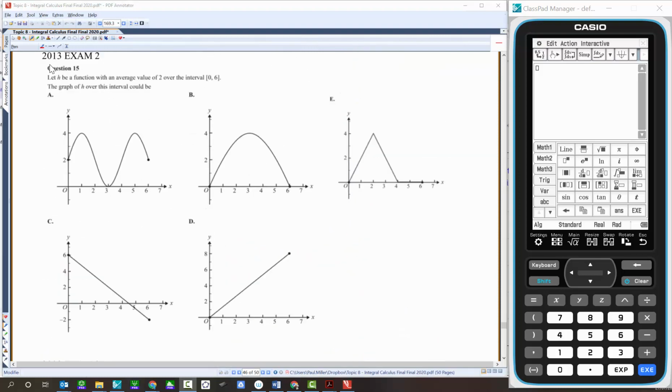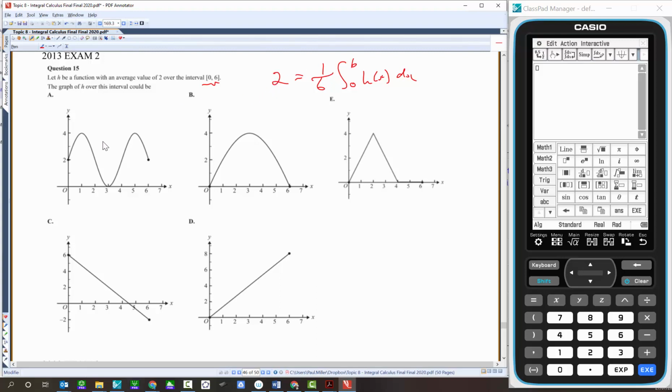Okay, so this is certainly a tough question from 2013 exam 2. Let h be a function with an average value of 2 over the interval 0 to 6. So basically we're saying the average value is 2, which is 1 over the subtraction of the terminals, 6 times the integral from 0 to 6 of h of x dx. This is what's going to happen. When I find the integral of a function between 6 and 0, and multiply it by 1/6, I get the average value of 2.